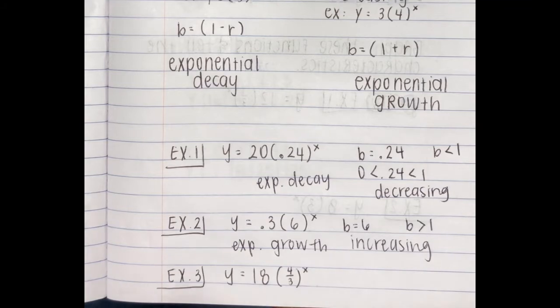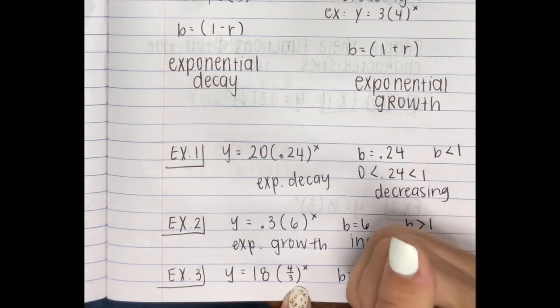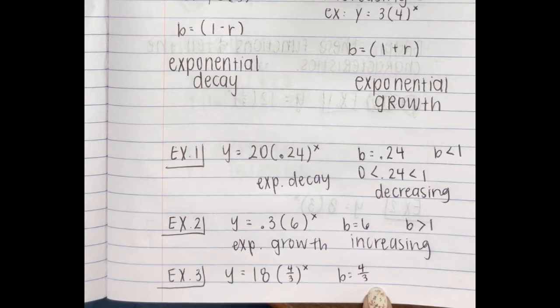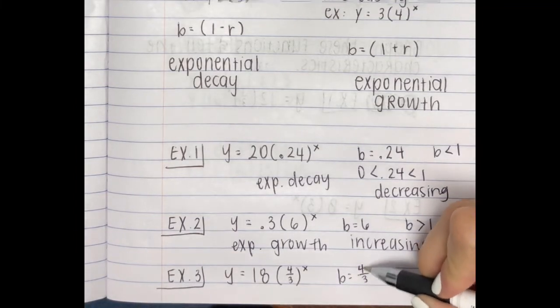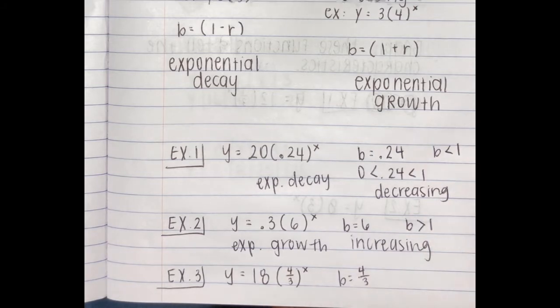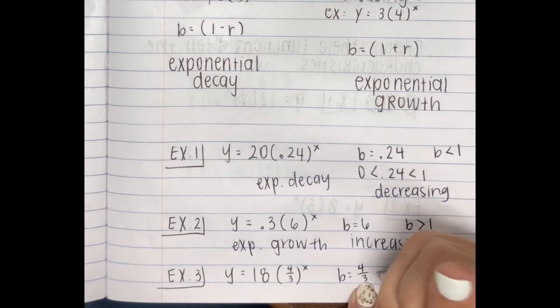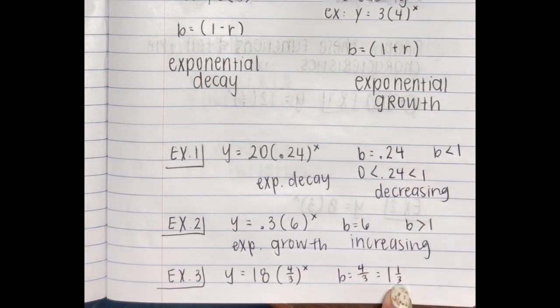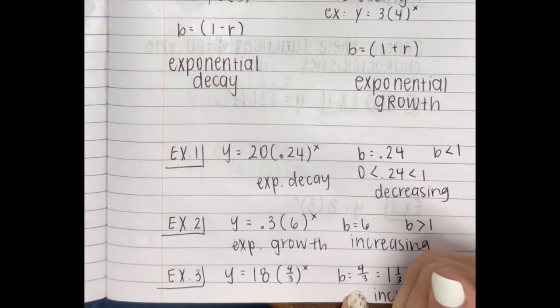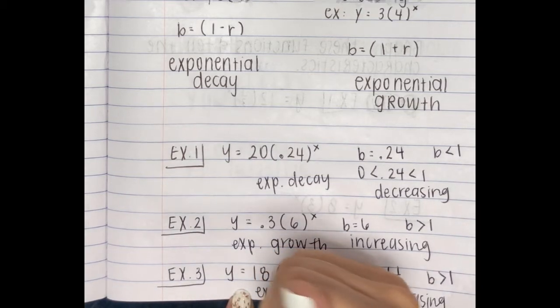Right? And this last one, my b value equals 4/3. If you see a fraction, you need to be careful. If the number on top is bigger than the one on bottom, so your numerator is bigger than the denominator, then this is not less than 1, right? 4/3 is actually 1 and 1/3. It's greater than 1. So our b value is greater than 1. So it is increasing. And this would be exponential growth as well.